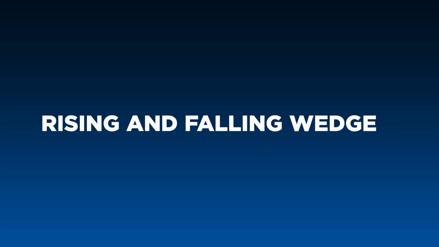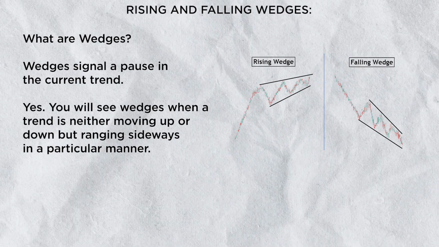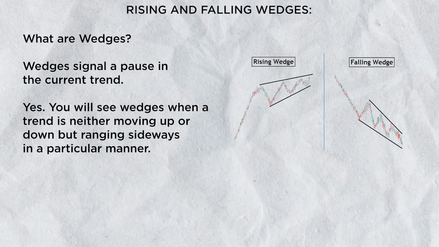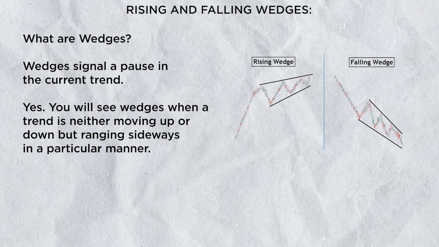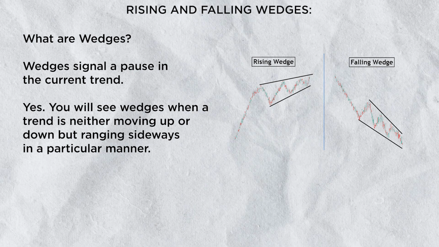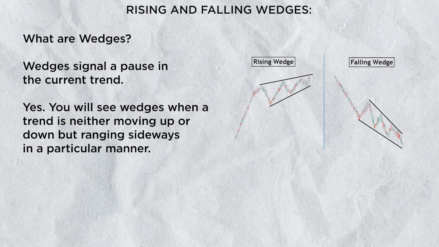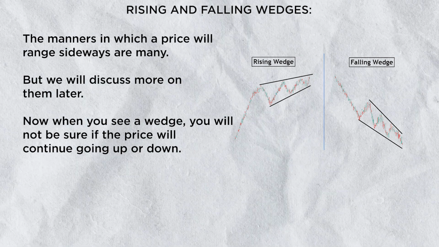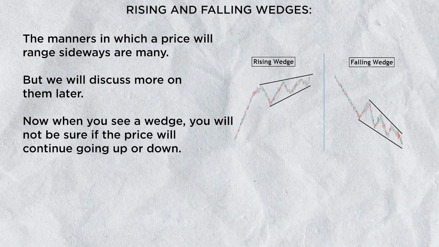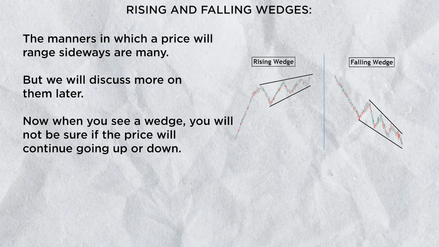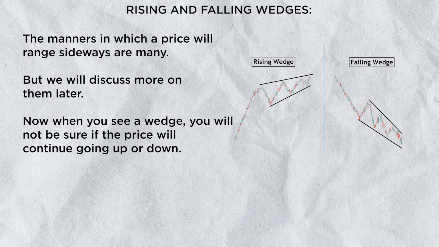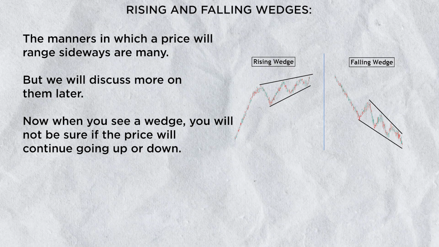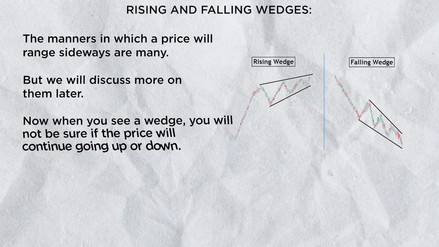Rising and falling wedges. What are wedges? Wedges signal a pause in the current trend. You will see wedges when a trend is neither moving up nor down, but ranging sideways in a particular manner. The manners in which a price will range sideways are many, but we will discuss more on them later. Now, when you see a wedge, you will not be sure if the price will continue going up or down.